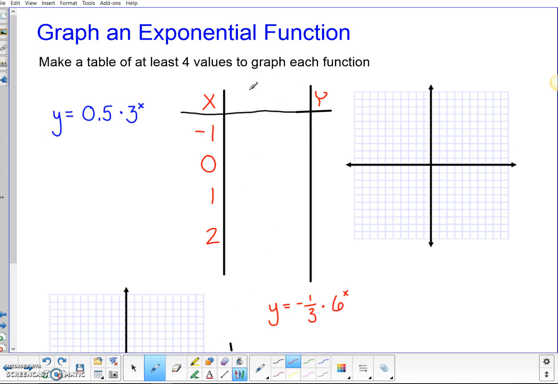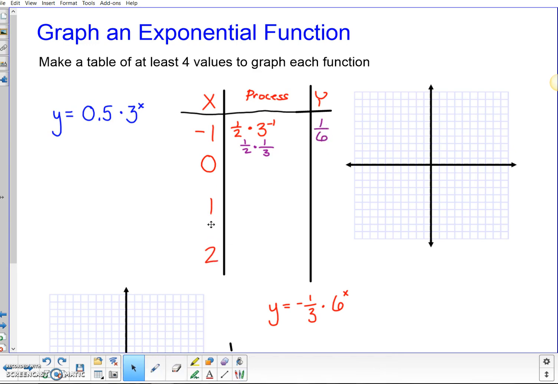So, I would encourage the process column. So we have a half times 3 to the negative first power. Well, we know negative exponents tell us to move the number down to the denominator. So it's a half times a third, which gives us 1/6.